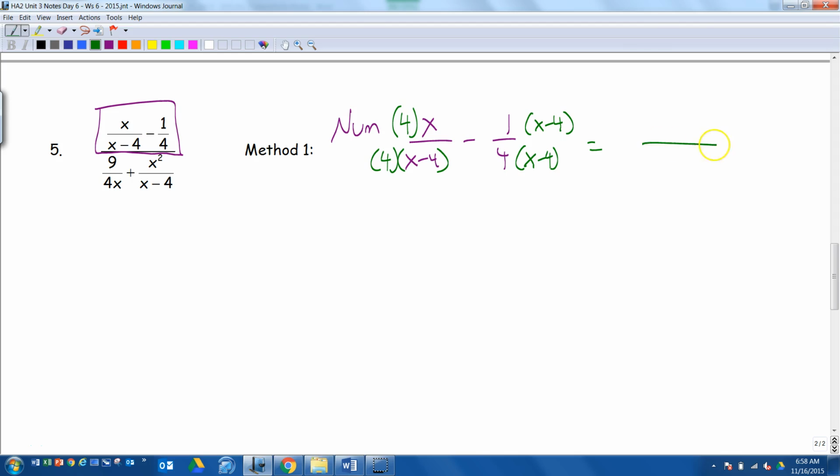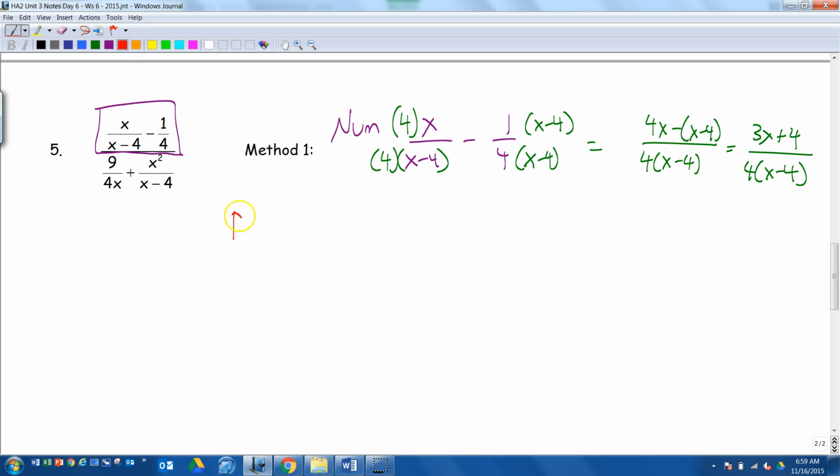So this becomes 4 times x minus 4 on the bottom, and this becomes 4x minus, be careful with this, x minus 4. You have to distribute that. So we get 4x minus x is 3x plus 4. And there's the numerator. Okay.